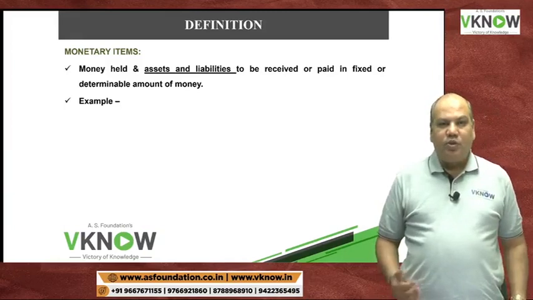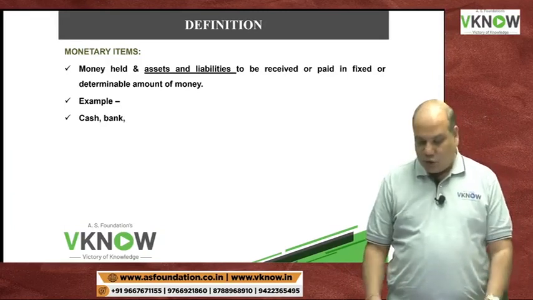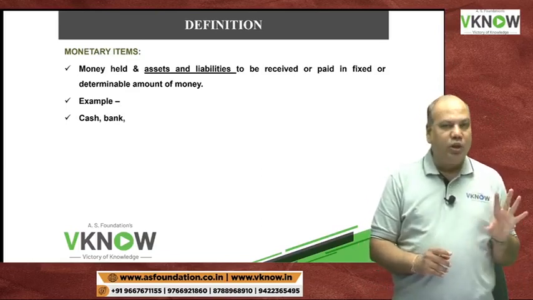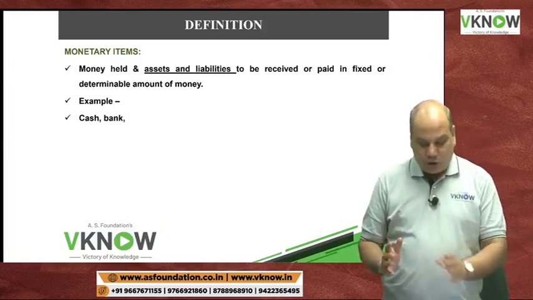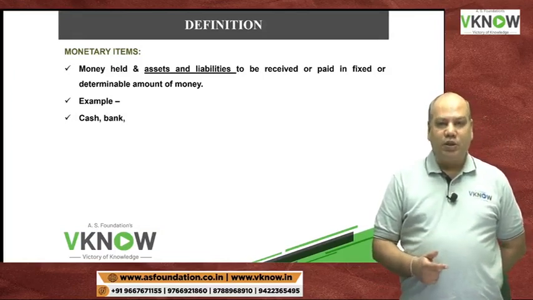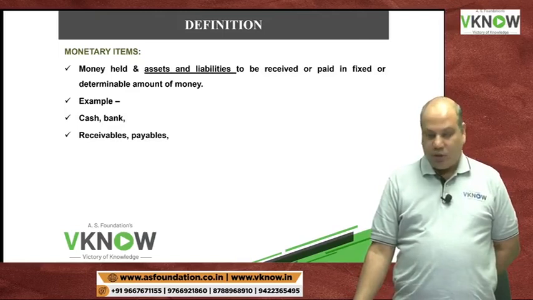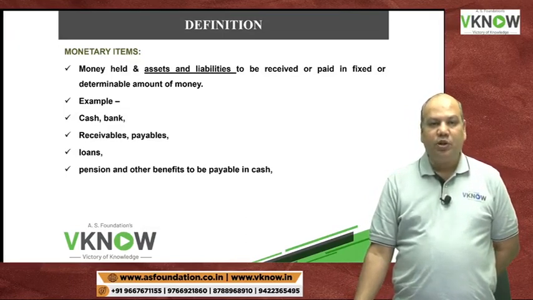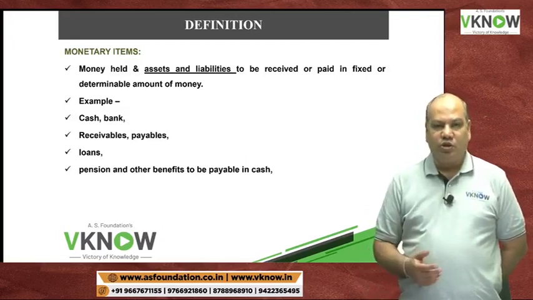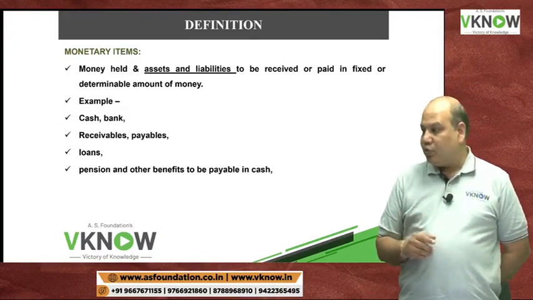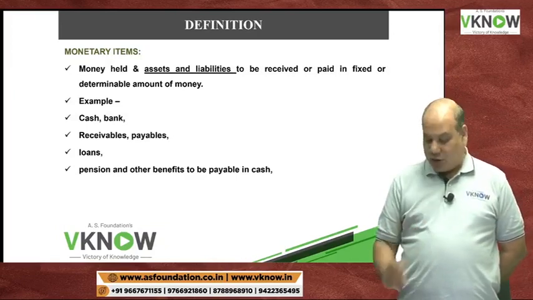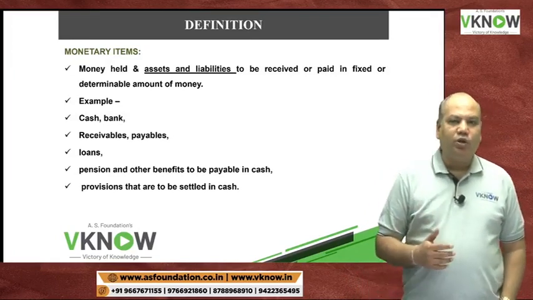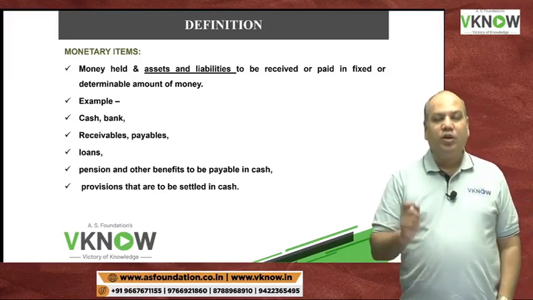Then your question will be, sir, give me some examples of monetary items. Examples are given in your notes also, and whatever is not printed, you can note down now. Very important, because unless you can identify whether this is a monetary item or a non-monetary item, it will become difficult to apply this standard. Examples: cash, bank, receivable, payable, loan, pension and other benefits payable in cash. If I have to pay $5,000 pension, that is also a monetary item. If I have to pay stipend $500, that is also a monetary item. And provisions that are to be settled in cash. If I have to pay gratuity $500, even that is a monetary item.